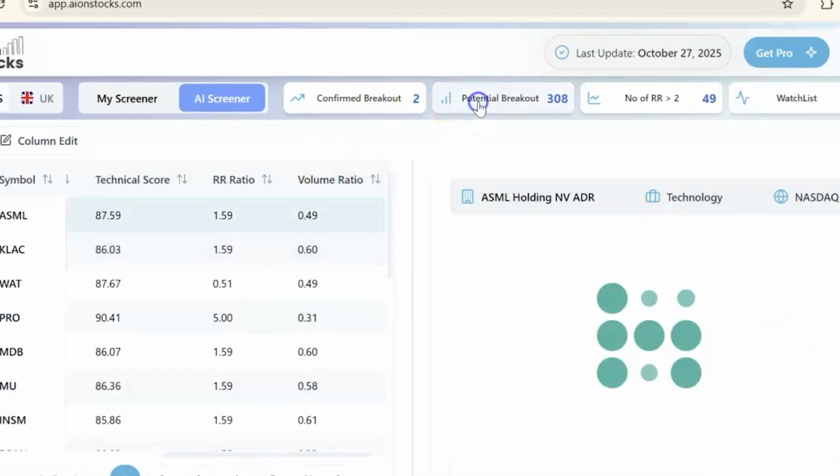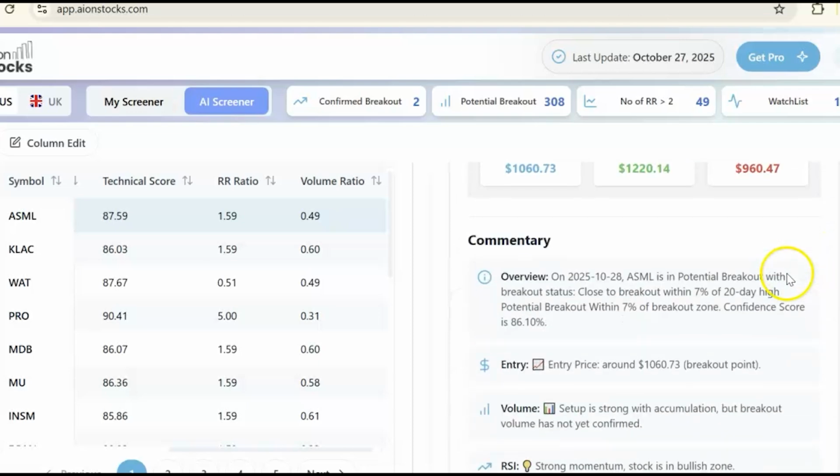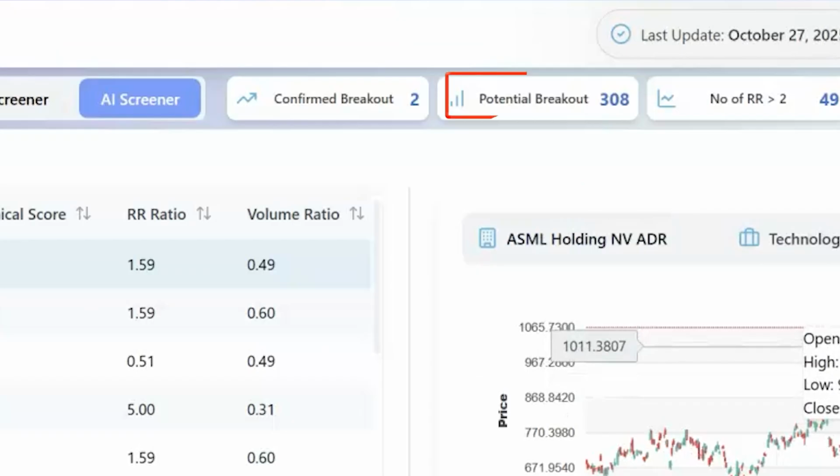And then the next option is your potential breakout. These are the stocks that have the potential to break out from the resistance level. They are staying very close to the resistance, and you can see in the commentary that it is within the 7% range of the last 20 days high. So these are the stocks that make up the potential breakout.